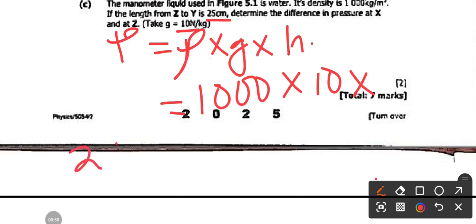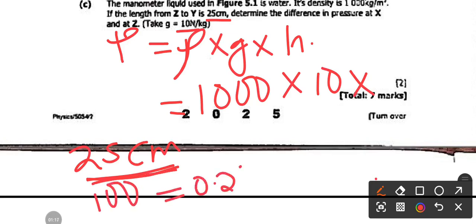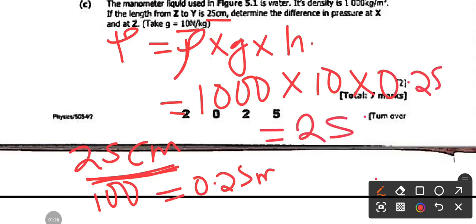However, the unit used for the height is the centimeter, but this is wrong because in physics we are advised to use units that are in meters. So we divide this by 100 to get 0.25 meters. So here I will place 0.25 meters. Doing my calculation, I should get a value of 2500 pascals as the pressure.